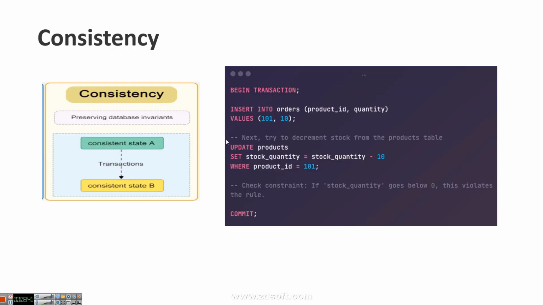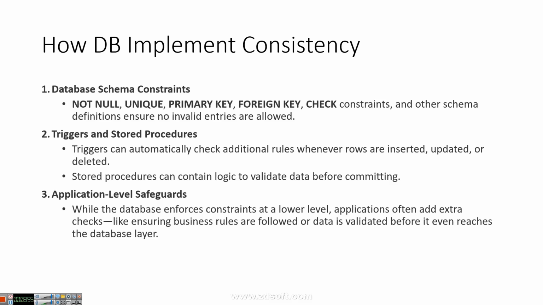The second one is consistency. Consistency ensures that any transaction will bring the database from one valid state to another valid state, and never leaves it in a broken or invalid state. It can be implemented in a database in three ways. The first is database schema constraints, the second is triggers and stored procedures, and the third is application level safeguards.